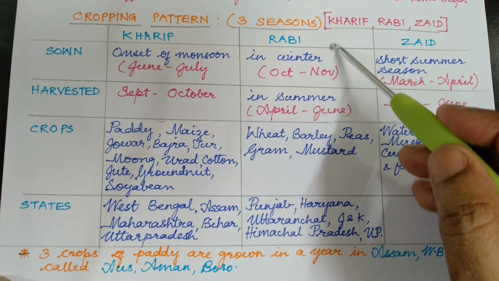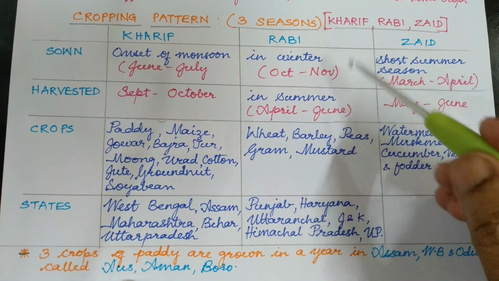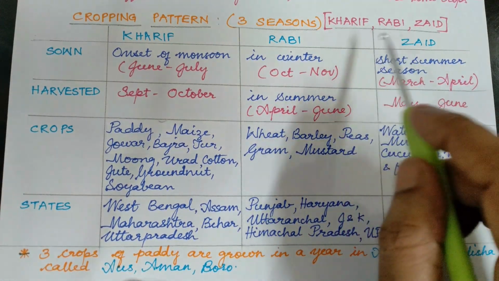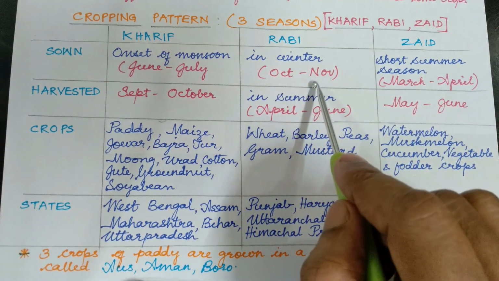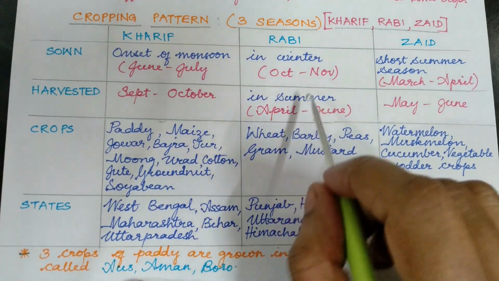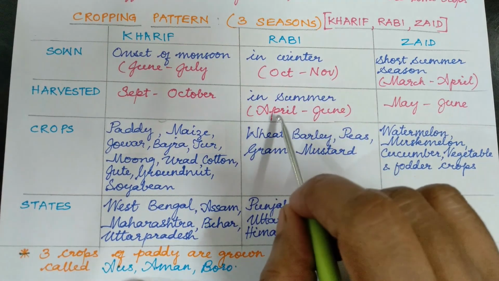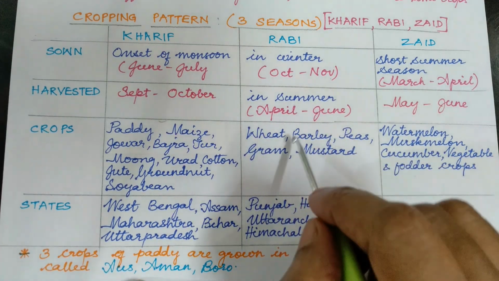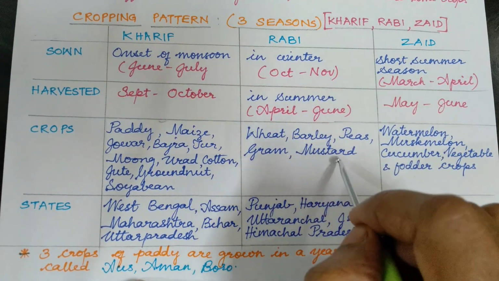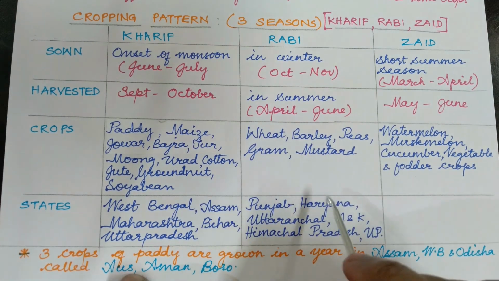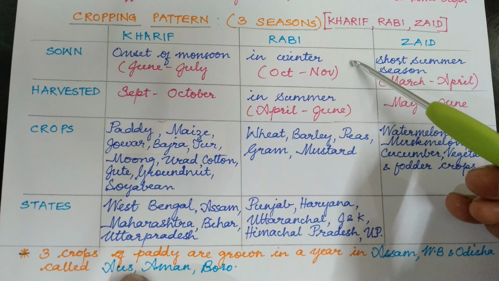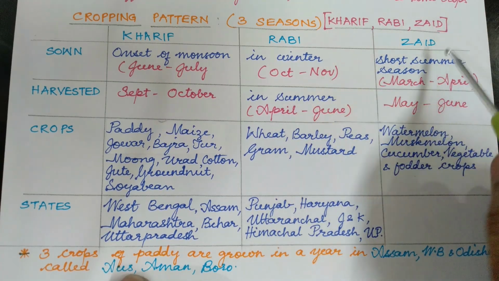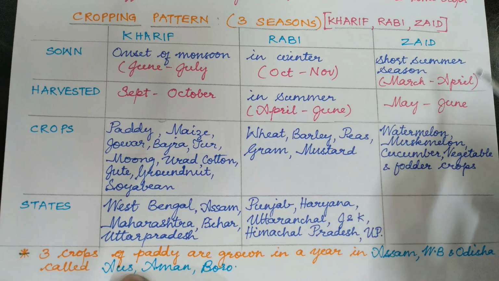Now, coming to the next one, Rabi. This crop is sown in winter. The agricultural process starts in winter, that is in October and November, and the crop is harvested in the summer months, that is April to June. Crops like wheat, barley, peas, gram, and mustard are cultivated in the Rabi season. Punjab, Haryana, Uttaranchal, Jammu and Kashmir, Himachal Pradesh and UP are the states which grow these crops in this season.